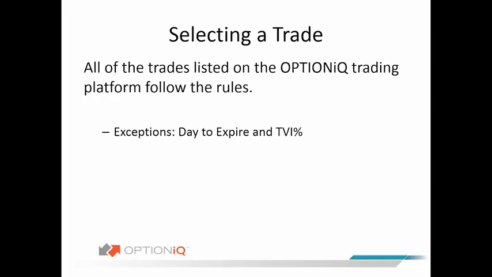So days to expire, you're still going to have to double check and make sure that it's got more than 30 and less than 75. Otherwise you won't enter it. And the TVI, you got to check and make sure that's greater than 30. Otherwise you won't enter it. Other than that, all those trades follow the rules. The only thing that is not taken into account is the volatility index. That's only taken into account on those preferred trades.